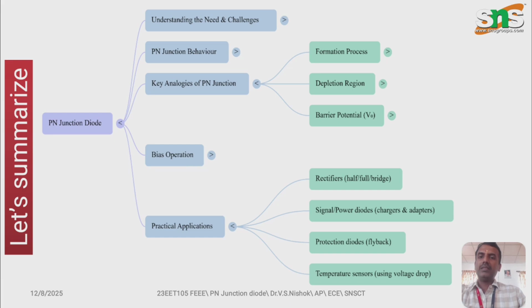Let us summarize this video with the topics that we have discussed from the first slide. We started by understanding the needs and challenges, and then moved to the PN junction general behavior, and we saw diffusion and the depletion region, and then the barrier potential, and coming to the forward and reverse bias operation, and we have seen the practical applications.